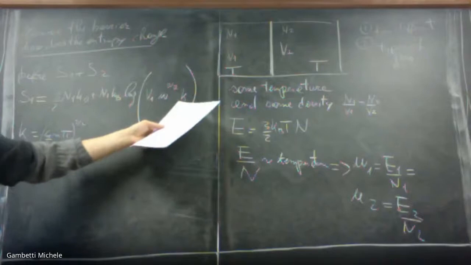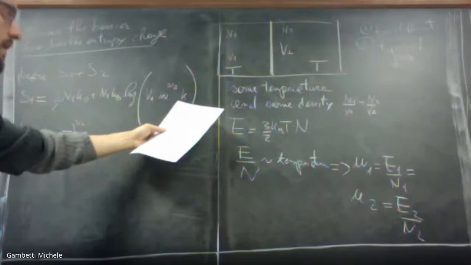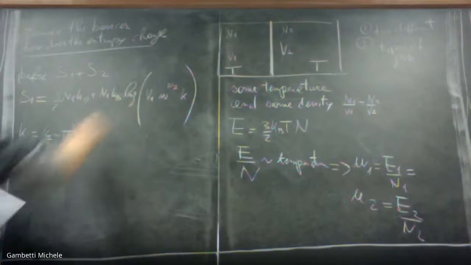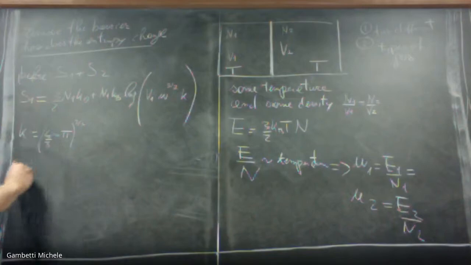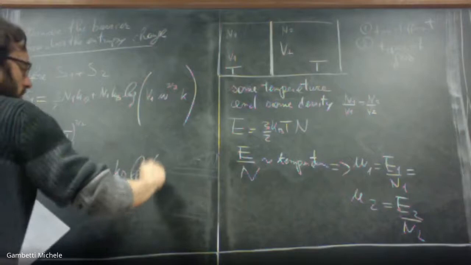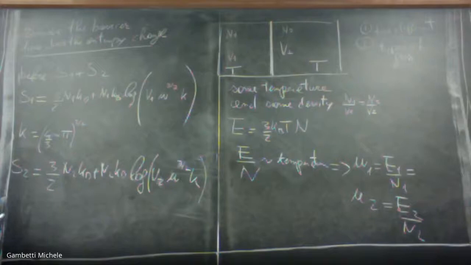Well, actually, I will show you another example in which the difference between the two gases is, for instance, the color of the particles. It doesn't make any sense, but just to show. It can be, in general, a certain quantum number that is different in the two cases, okay? So let's call this constant K, just to make life easier. And so this is S1, and S2 will be similar: 3/2 N2 kB plus N2 kB times the logarithm of V2, u to the power of 3/2, and I have a K. So that's the total entropy before the mixing.